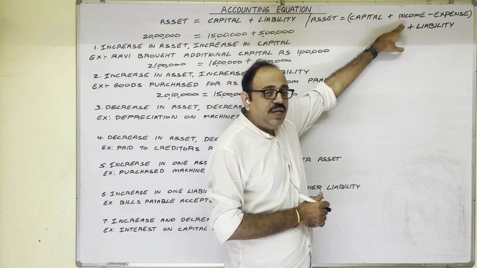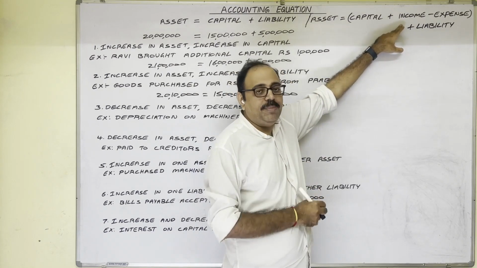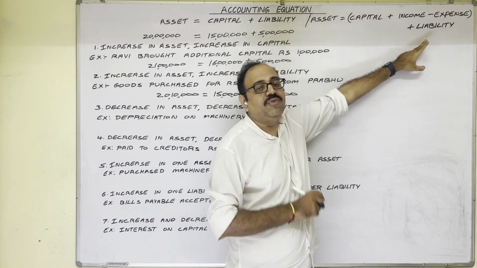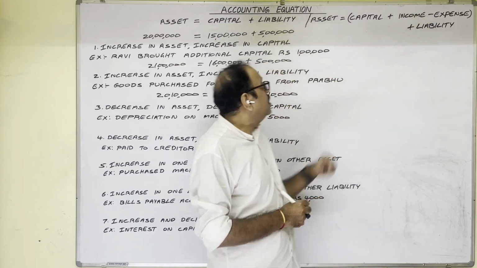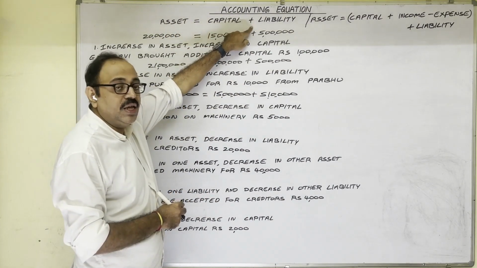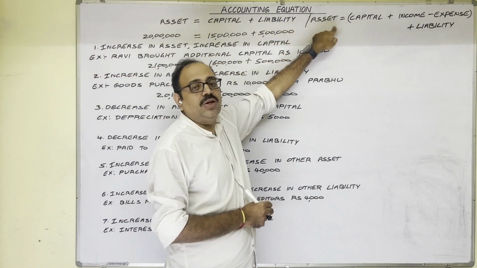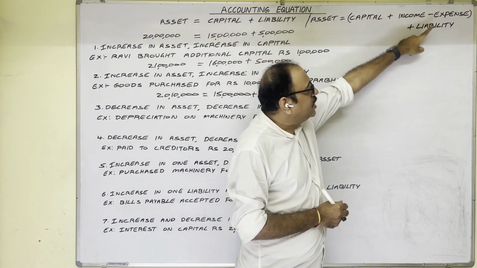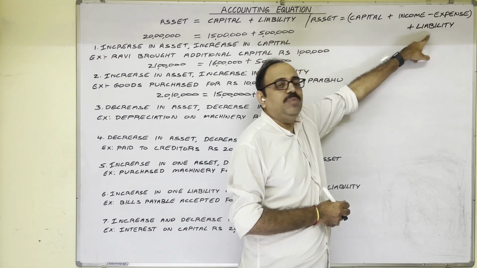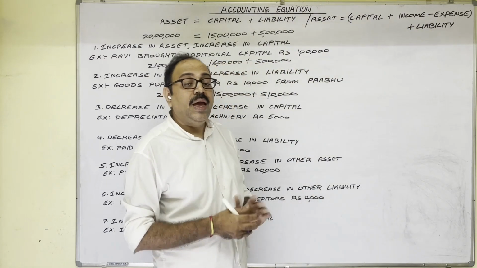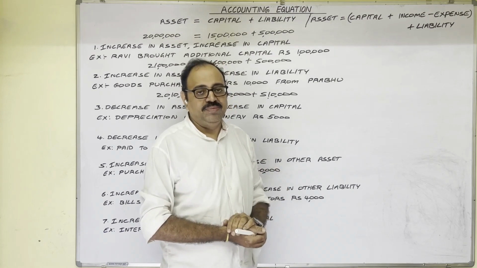If there is any income, it should be added to capital. If there is any expenditure, it should be subtracted from capital. Therefore, the same equation, asset is equal to capital plus liability, we can write in another manner also: asset is equal to capital plus income minus expenditure plus liability. This equation is known as the expanded accounting equation.